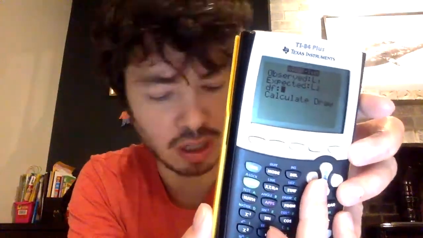Chi-square GOF test. My observed is in list 1. My expected is in list 2. The degrees of freedom is 4. Categories minus 1. Actually, that's not 4. It's 3, excuse me. Put in that degrees of freedom. Categories minus 1: 4 minus 1, 3. And calculate. And bam, there it is. There's our 1.756 times 10 to the negative 9.